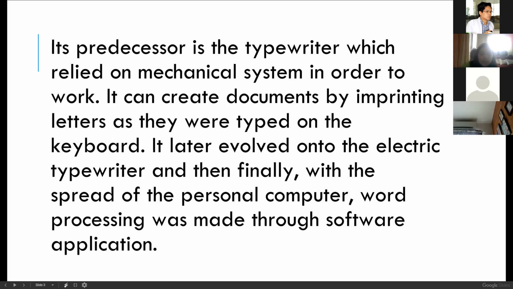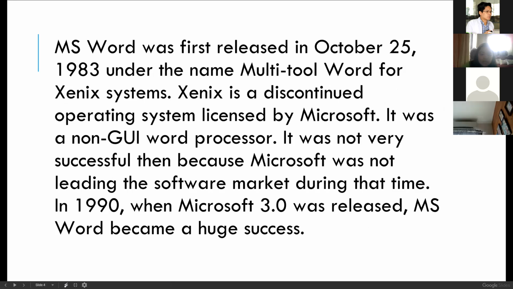Now we're using computer. It is not mechanical. It is now what? If it is not a mechanical system, we're now using an electronic system. The typewriter could create documents by imprinting letters as they were typed on the keyboard. It later evolved into an electric typewriter, and finally, with the spread of personal computers or PC, word processing was made through a software application, which is the MS Word. MS Word was first released on October 25th, 1983.